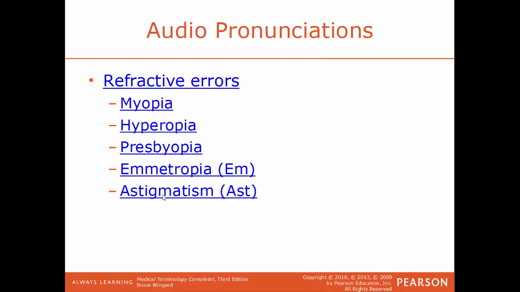Emmetropia. This is the condition of having normal vision. You're not nearsighted, you're not farsighted, you are seeing like you are supposed to be seeing. And last term here, astigmatism, or AST, is a defect in the eye where the lens is not able to focus the image you're looking at correctly. And it could be due to a problem with the cornea, it could be due to the lens, it could be due to the curvature of the eyeball itself.